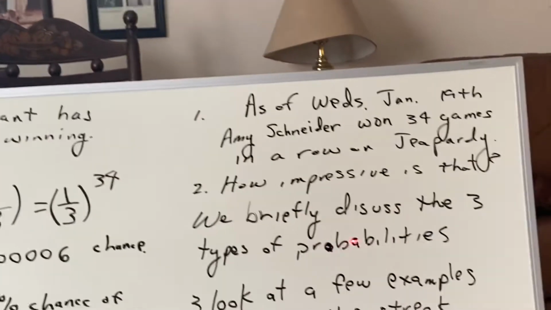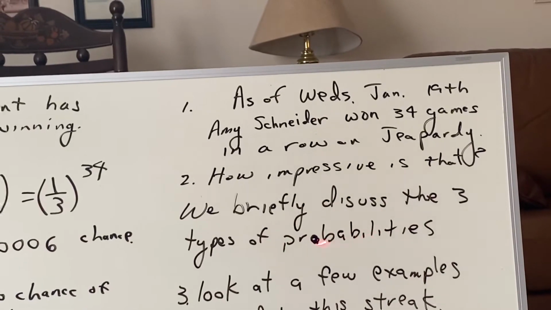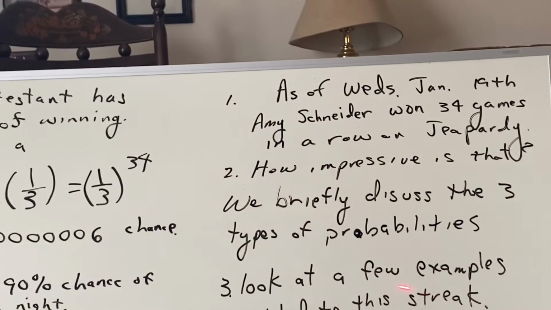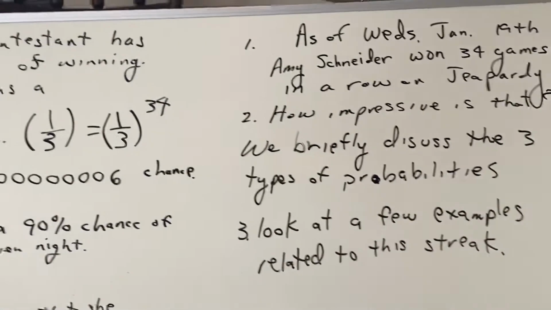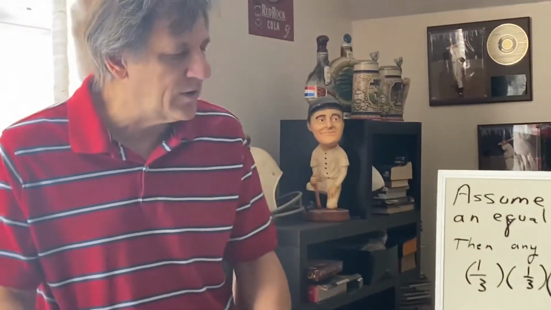I have a little red dot here. I'm not sure if you can see it as the viewer, but I'm going to put that on. Right now it's under the word probabilities. But anyway, then we'll look at a few examples related to this streak. So the three types of probabilities I'm going to quickly go over, because that's germane to some probabilities we'll look at here in a second.